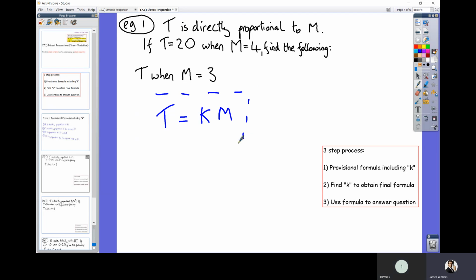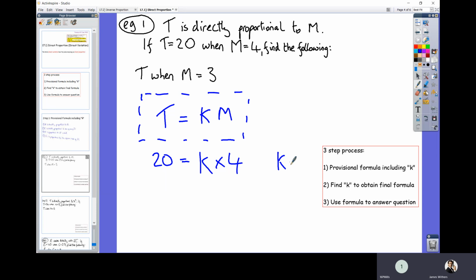Now, step two, they will give you some information to work out what K is. Remember, K is some unknown constant that you need to find out, and you can only find it out when they give you a T and an M. So what's step two? T equals 20, so you replace the T, equals K times 4, which is the M. So therefore, what's K? K would be 5.